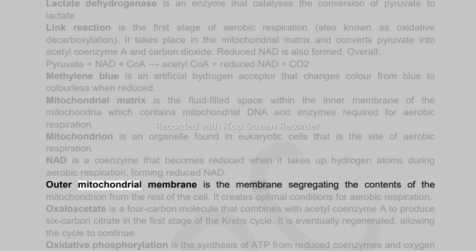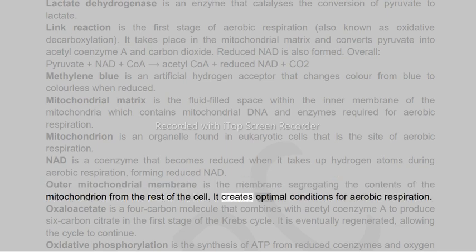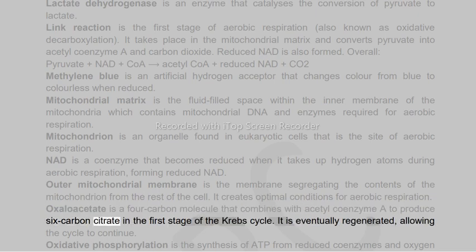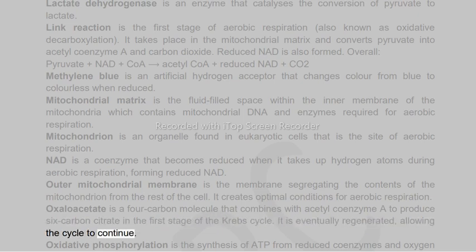Outer mitochondrial membrane is the membrane segregating the contents of the mitochondrion from the rest of the cell. It creates optimal conditions for aerobic respiration. Oxaloacetate is a 4-carbon molecule that reacts with acetyl coenzyme A to produce 6-carbon citrate in the cycle. It is eventually regenerated, allowing the cycle to continue.